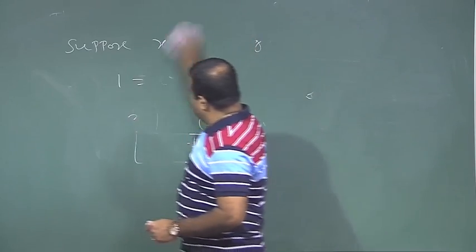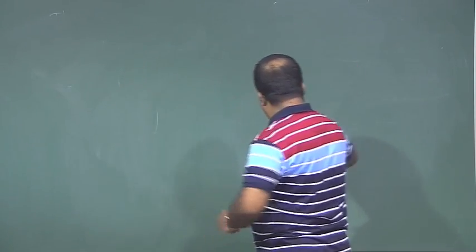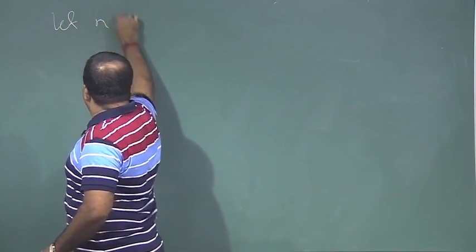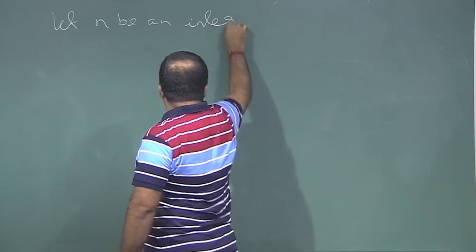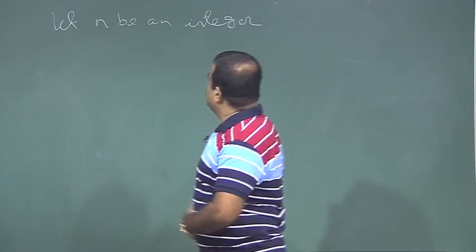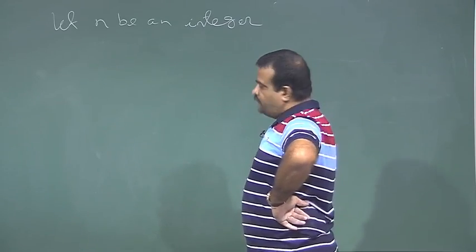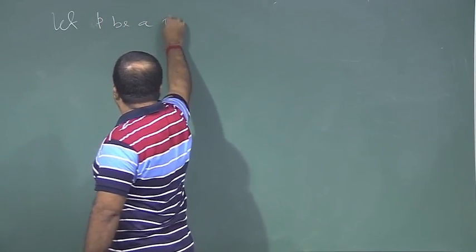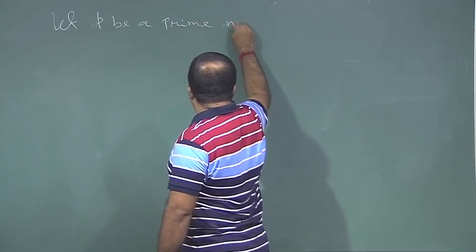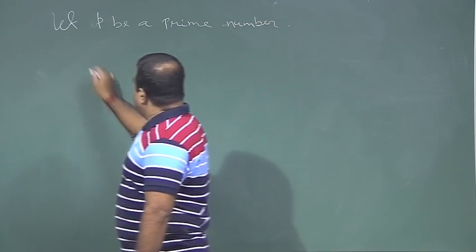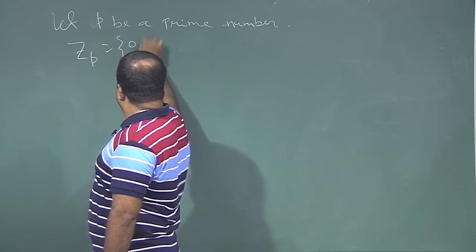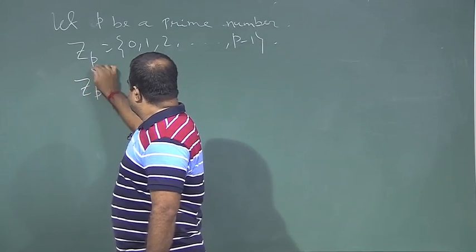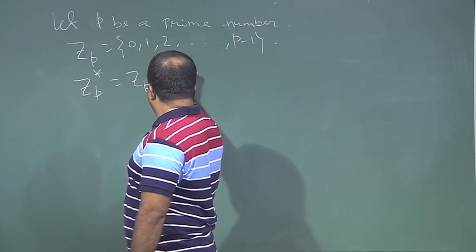Okay, now let us see whether it forms a group. Let n be an integer. Suppose n is a prime number, let p be a prime integer. Then we know Zp is 0, 1, 2, 3 up to p minus 1. Now if we omit 0, this is Zp minus 0.